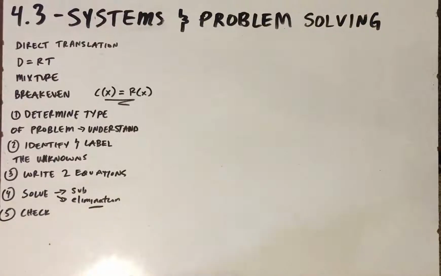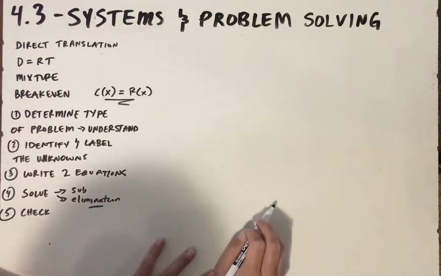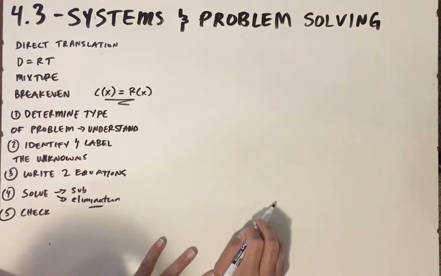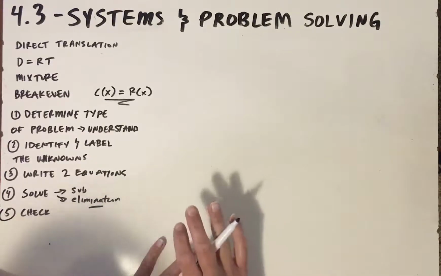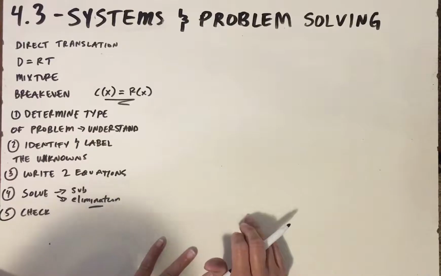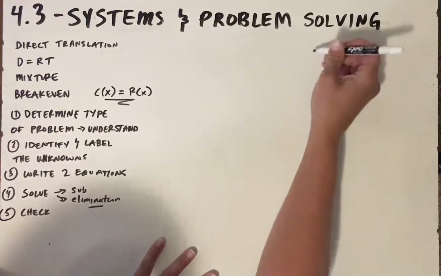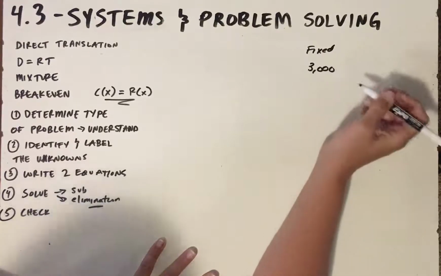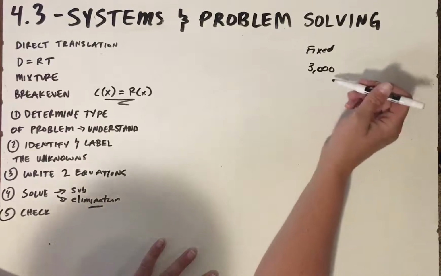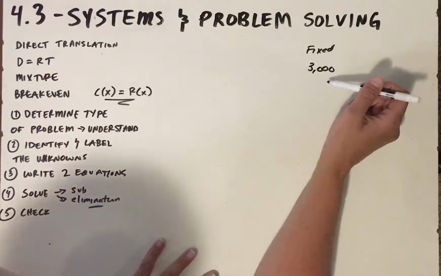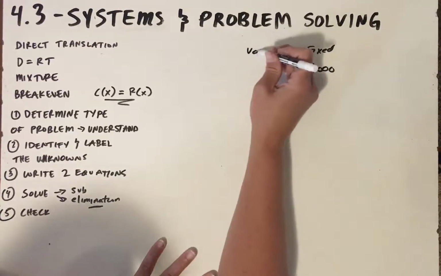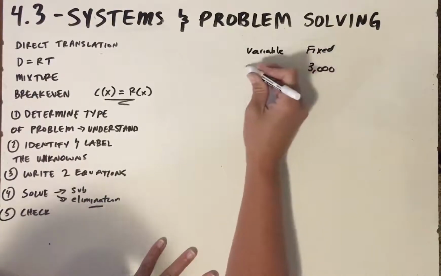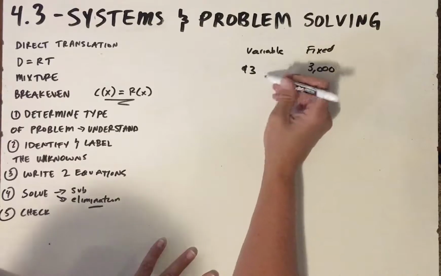Okay, so looking at this, a manufacturing company recently purchased $3,000 worth of new equipment to make personalized stationery for customers. The cost of producing a package of stationery is $3, and it is sold for $5.50. Okay, so that $3,000, that's my fixed cost. I can't change that. No matter what, if I make 0 orders or I make 5 million orders, I'm going to have to pay for that $3,000 of equipment. But my variable cost is going to be $3 per thing that I make.